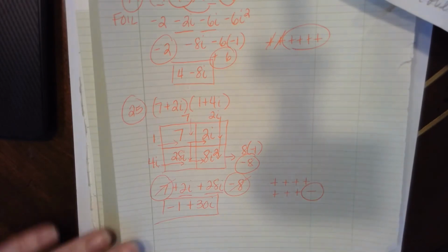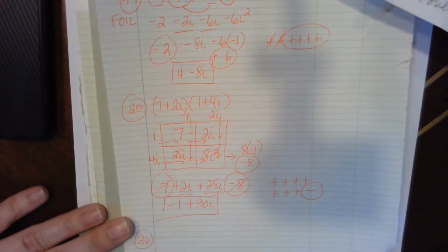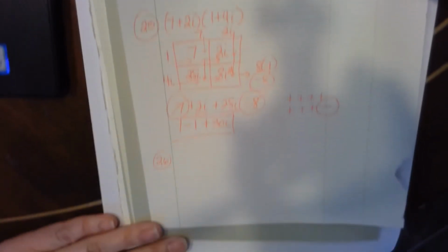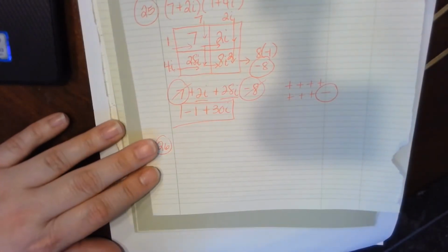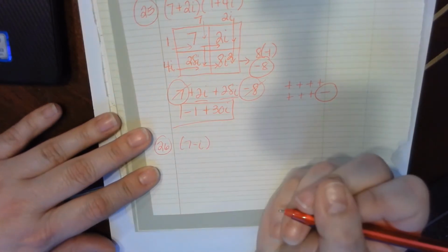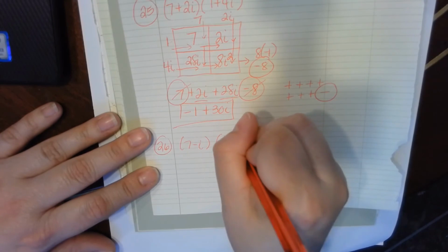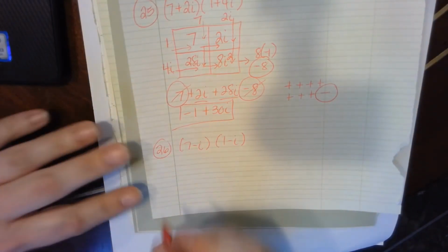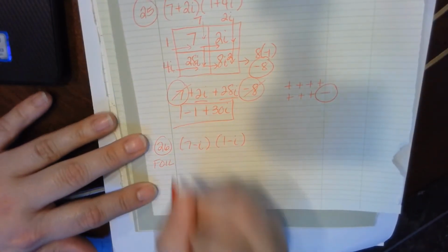Okay, 3 more to do. Number 26. Whoops, there goes the dryer. All right, number 26. Last one like this. All right, 7 minus i times 1 minus i. Okay, let's do the FOIL again for this one.